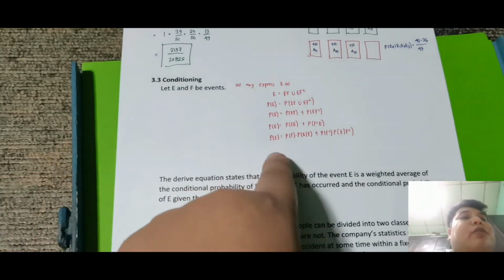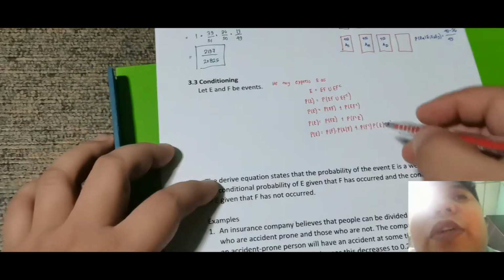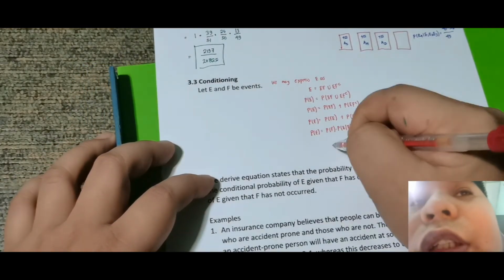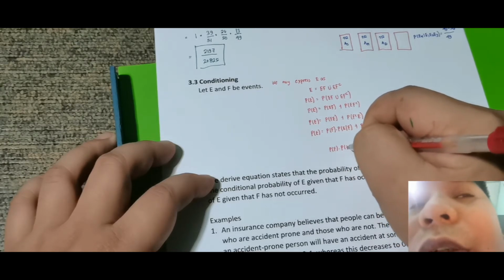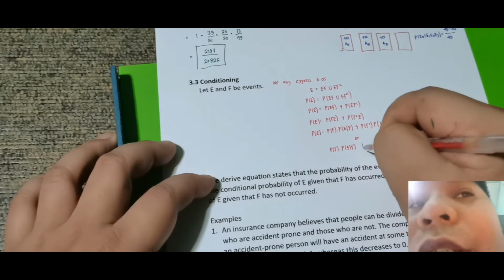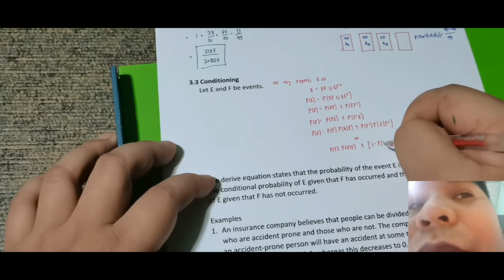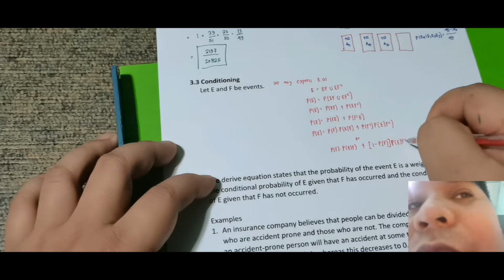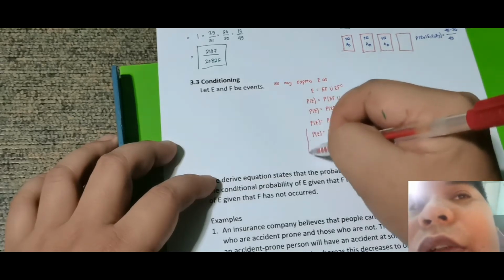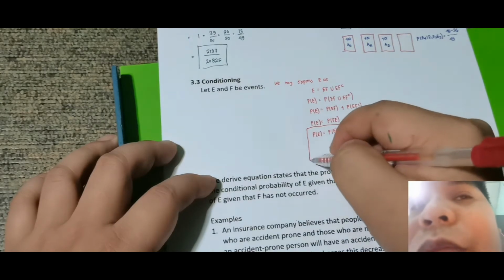Okay, so ito yung conditional part nya, so pwedeng ganito, this is probability of F times probability of E given that F has occurred plus ito ay 1 minus probability of F multiplied by probability of E given that F complement has occurred. So, ito yung dalawang conditioning niya. Kumbaga, conditioning ni E out of F.